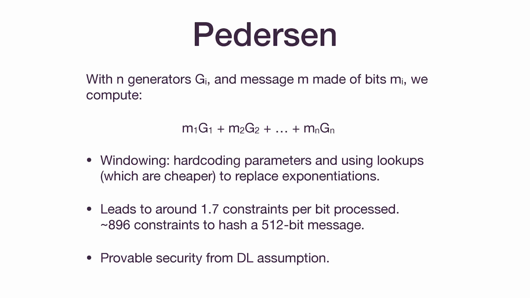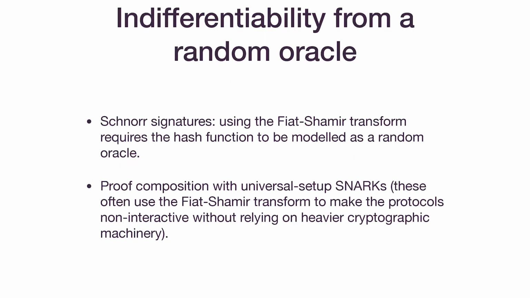But what happens if you don't just need commitments, you don't just need collision resistance? Then you need indifferentiability from a random oracle. So you need your hash function's output to look random. A common use case for this is, for example, Schnorr signatures. If you replace the verifier and prover interaction with a hash function, then you need that hash function to have a random looking output.